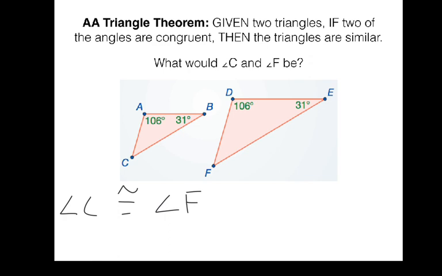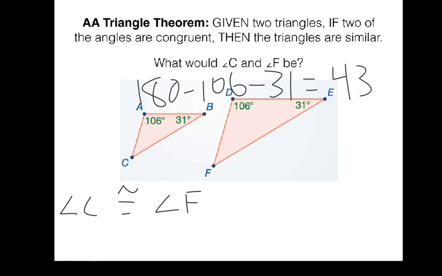And this is because in any triangle we have 180 degrees. And to calculate this third angle, we would just subtract: 180 minus 106 and 31. And that would result in getting the brand new mystery angle. In this case, it would be C, but the same calculation would be done for F, meaning that both of these angles are going to be 43.